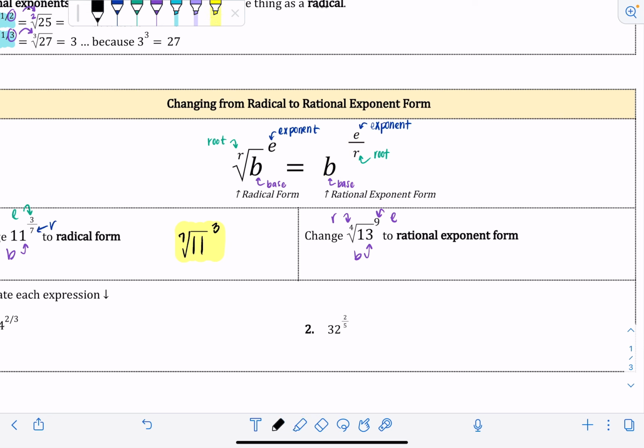So B becomes the base of the exponential, so 13. And then the original exponent from the radical, that's what goes in the numerator of my rational exponent, so 9 goes on top. And then the root goes in the denominator of my new fraction, so over 4. So the 4th root of 13 to the 9th is 13 to the 9/4 power.